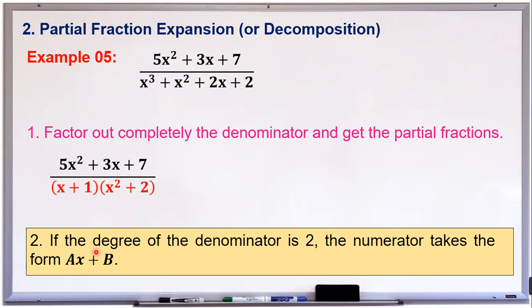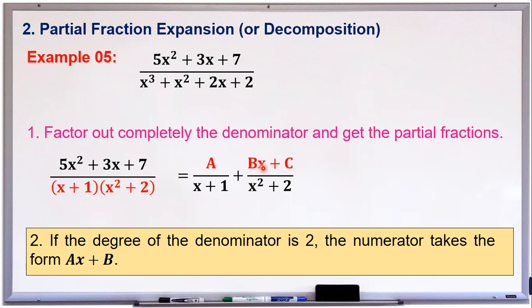So in generating the partial fraction for x squared plus 2, the numerator should be of the form ax plus b. So we're going to apply this one. For x plus 1, since the degree is 1, we simply take the constant value a. Then for x squared plus 2, since the degree is 2, the format should be bx plus c. That is, the numerator is of the first degree. Next is to solve for the unknowns a, b, and c.